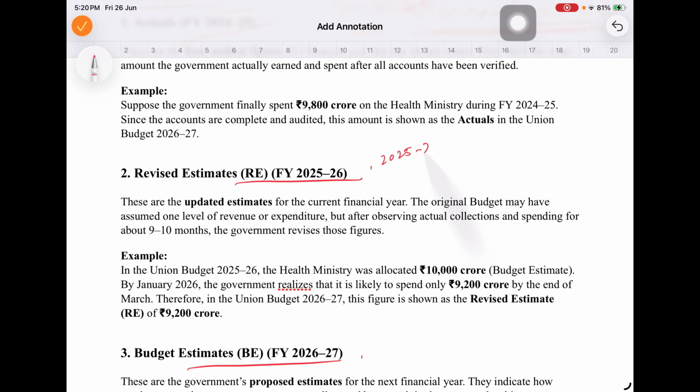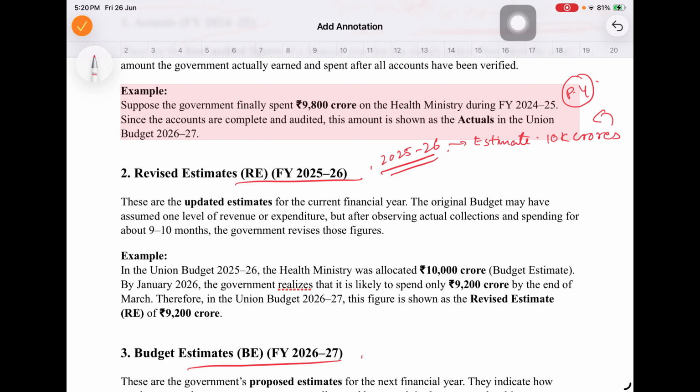Let's take the example of 2025-2026. They made an estimate for the budget. For example, 10k crores was estimated from the information from the previous year, based on how the manufacturing sector, the agriculture sector and the service sector performed in the previous year. So in the 2025-2026 budget, on 1st Feb 2025, they made an estimate that we need 10,000 crores. Then the financial year starts, that is on 1st April.